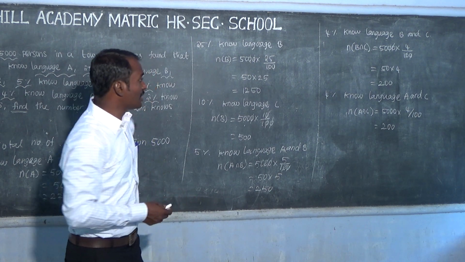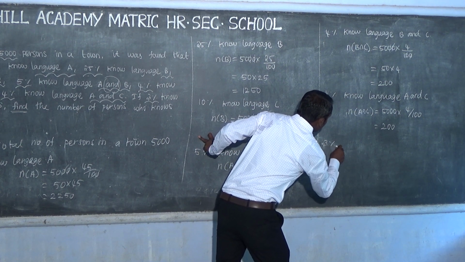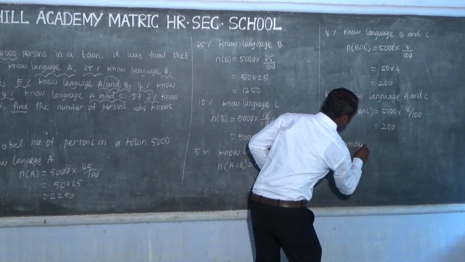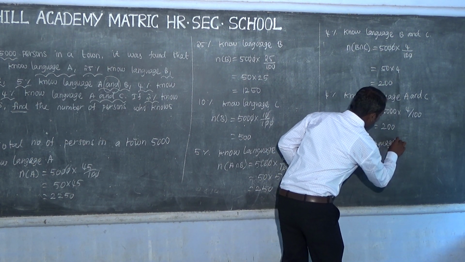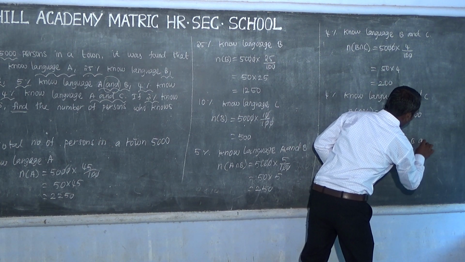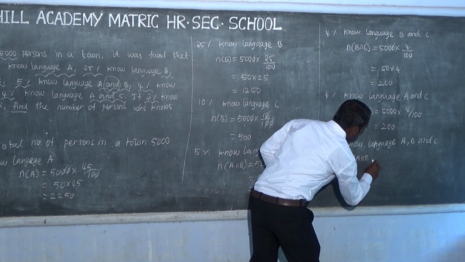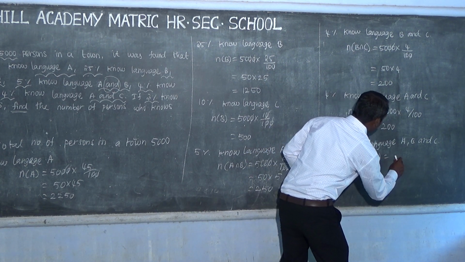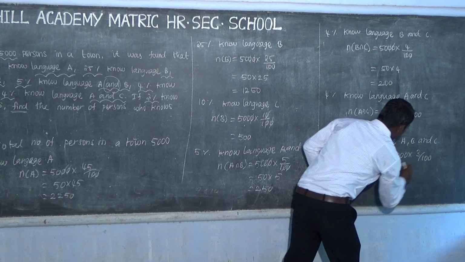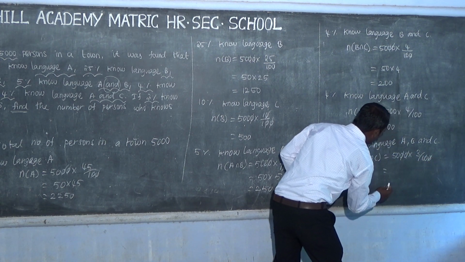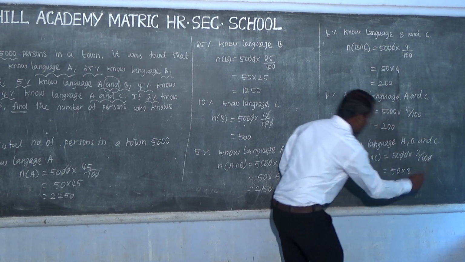And 3% of people know all three languages A, B and C. So n(A intersection B intersection C) is equal to 5,000 into 3 by 100. If you cancel the zeros, 50 into 3, the value is 150.